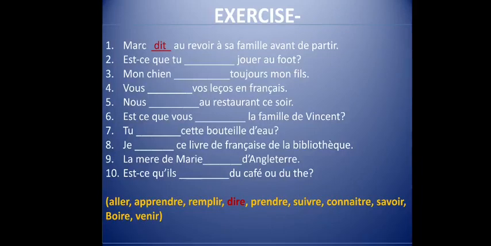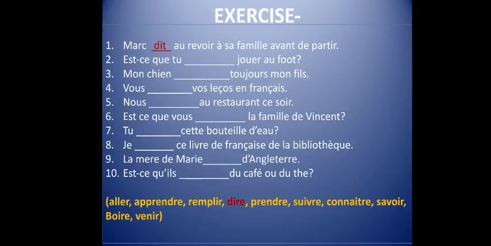Marc dash au revoir à sa famille avant de partir. Marc said goodbye to his family before leaving. Alright, so here I have chosen a verb which will suit the blank, and then I have conjugated it and filled in the blank.